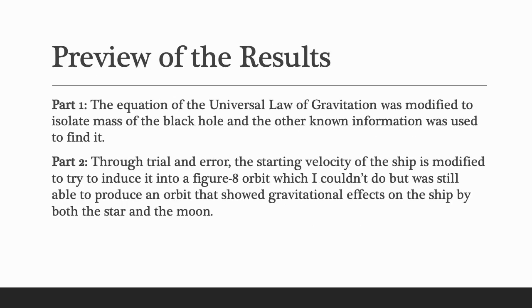Preview the results. In part 1, the equation of the universal law of gravitation was modified to isolate the mass of the black hole, and the other known information was used to find it. In part 2, through trial and error, the starting velocity of the ship is modified to try to induce it into a figure-8 orbit, which I couldn't do, but was still able to produce an orbit that showed gravitational effects of both the star and the moon on the ship.